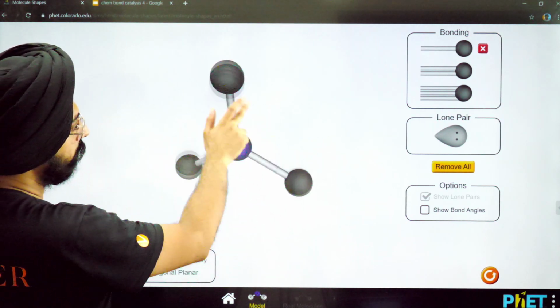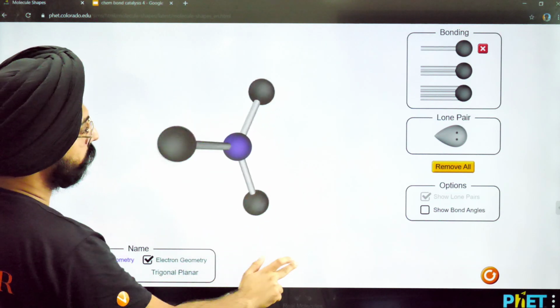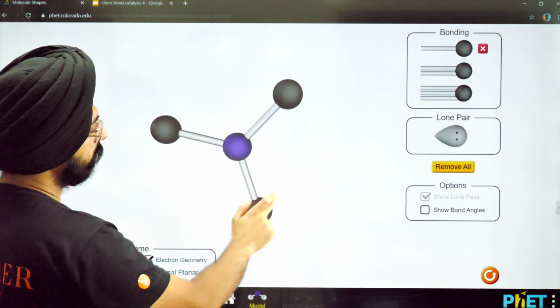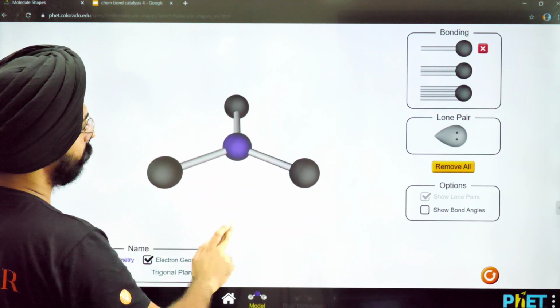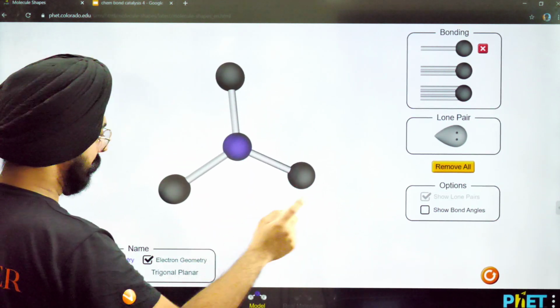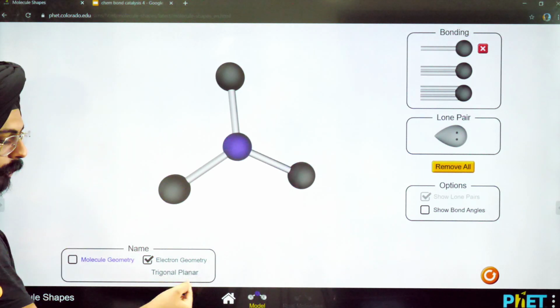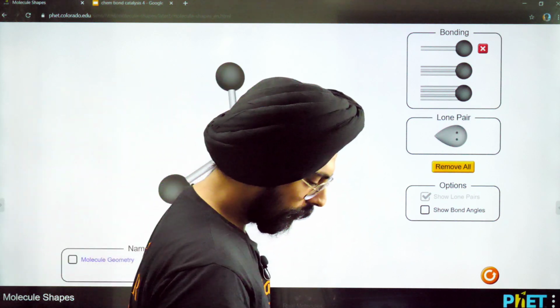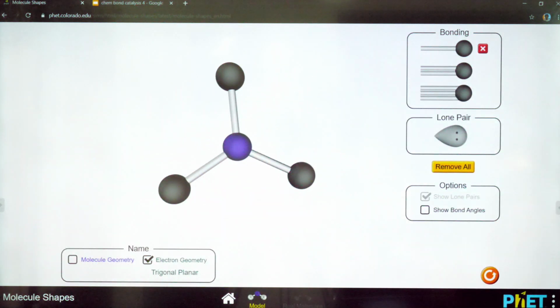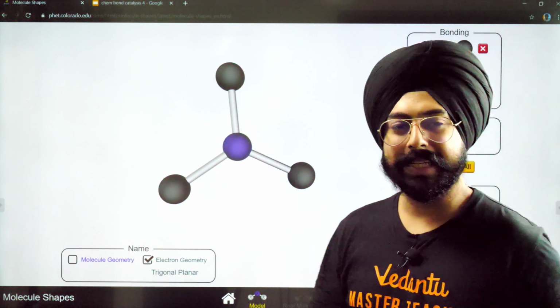You can rotate it around and play with it as much as you want. Very beautiful website. खेलते रहो इसके साथ. Cool. So this, as I told you, is a trigonal planar species. Got it? Trigonal बोले तो triangular, planar बोले तो planar. Trigonal planar species. Very nice. This was a very good example for BCl3.